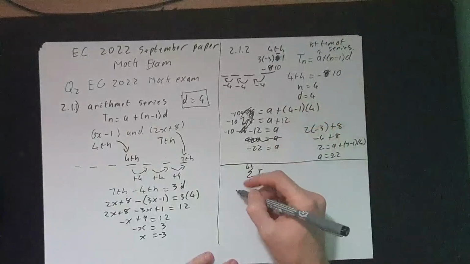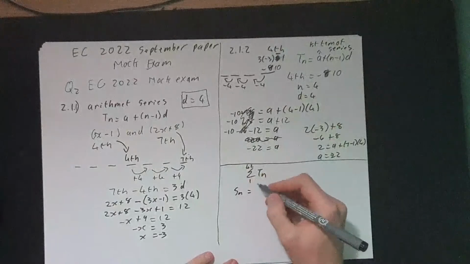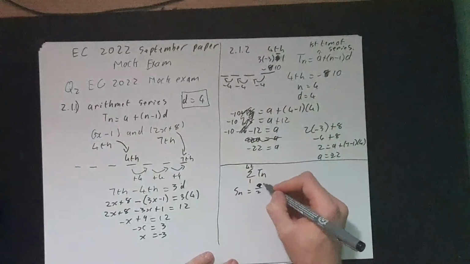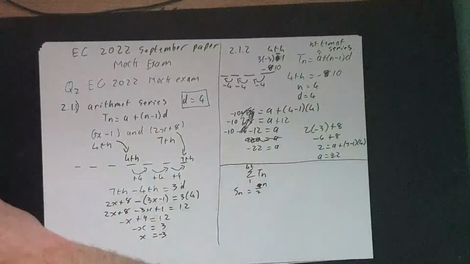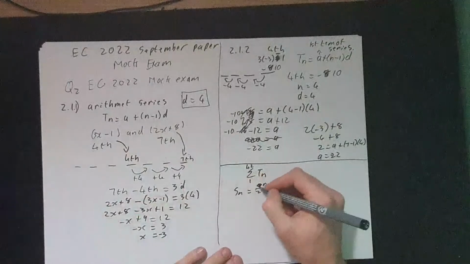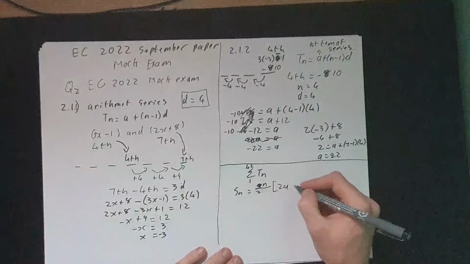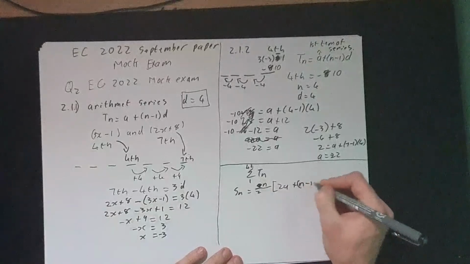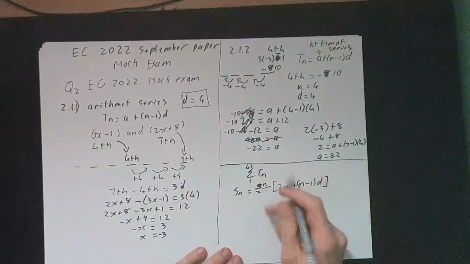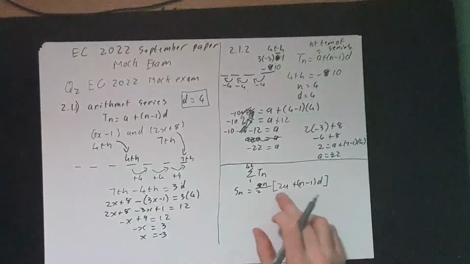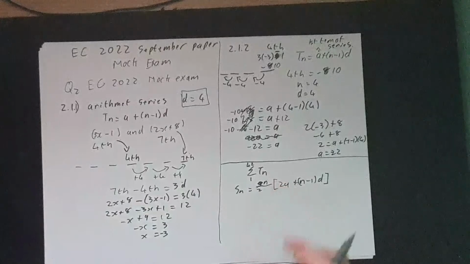but I suggest you use the formula. So Sn equals A over 2. Is it A over 2? No, it's N over 2. Let's just double check. There we go, N over 2. So it's N over 2, 2A plus N minus 1 times your common difference. So N divided by 2, and then you multiply A by 2 as well.